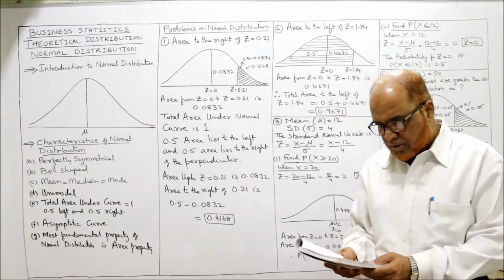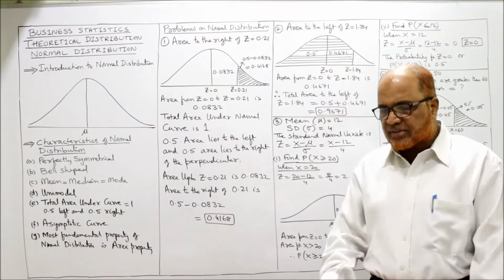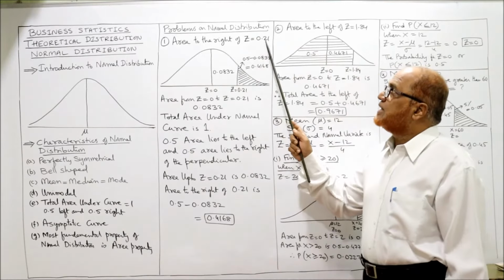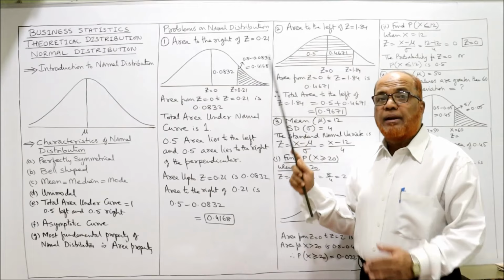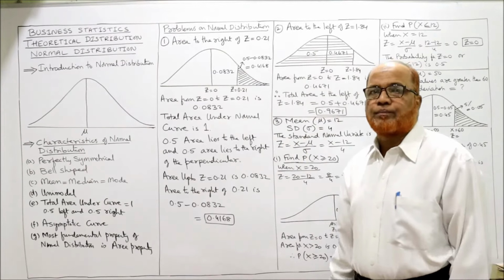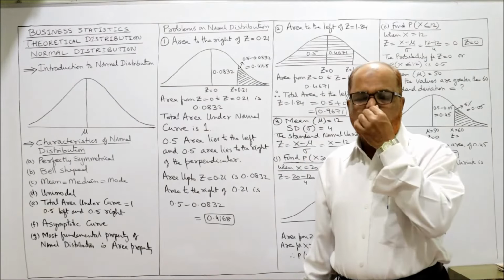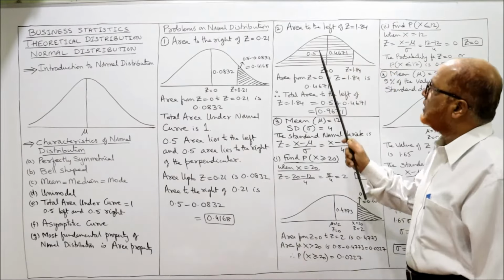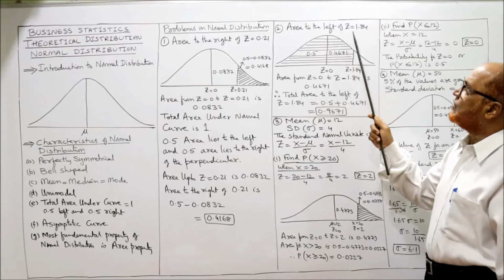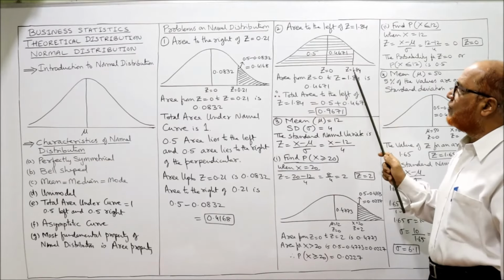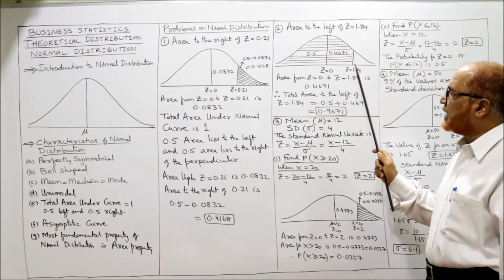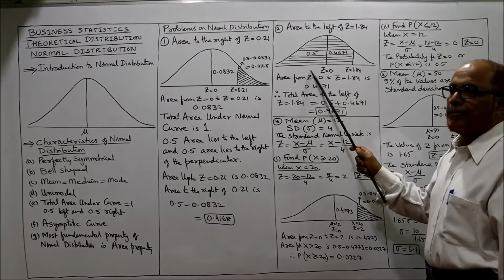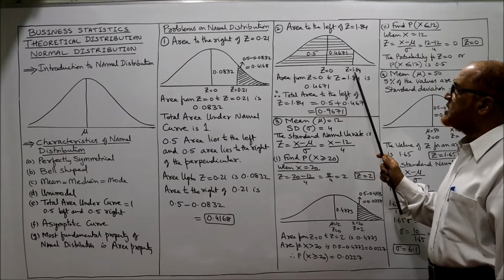Now, second problem you see, find the area to the left of z is equal to 1.84. यहाँ पर right of z is equal to 0.21 था. अब left of 1.84. Again, 1.84 is positive value. 1.84 is positive, so it will be taken on the right side. Now see here, area to the left of z is equal to 1.84. So 1.84 is positive, that's why I have taken here, right? अगर negative रहता तो यहाँ पर लेते हैं. Positive है right side, तो z is equal to 1.84.